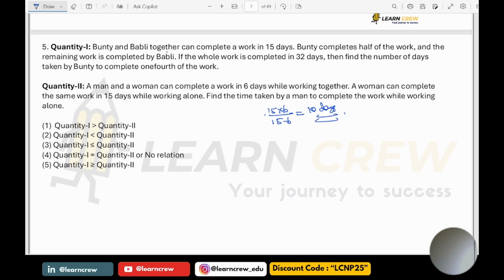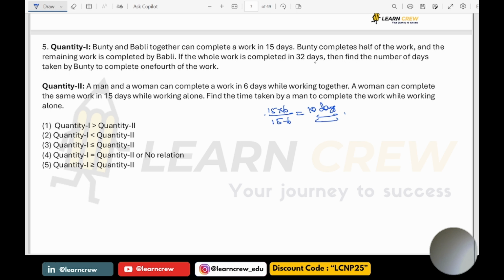Now, Bunty and Bubbly together can complete a work in 15 days. Bunty completes half of the work and the remaining work is completed by Bubbly. If the whole work is completed in 32 days, find the number of days taken by Bunty to complete the work. So the individual time is not given here. So what is given? Half of the work.